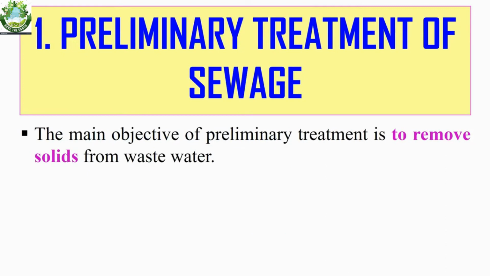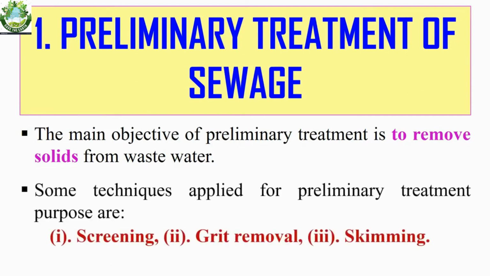First is the preliminary treatment of sewage. As the name indicates, preliminary means it is the first process, or firstly employed process. Its main objective is just to remove solids, which include plastics, cans, dead bodies of animals, etc. So just to remove these gross solids from the wastewater, this is the purpose of preliminary treatment. Some techniques used for this purpose are screening, grit removal and skimming.